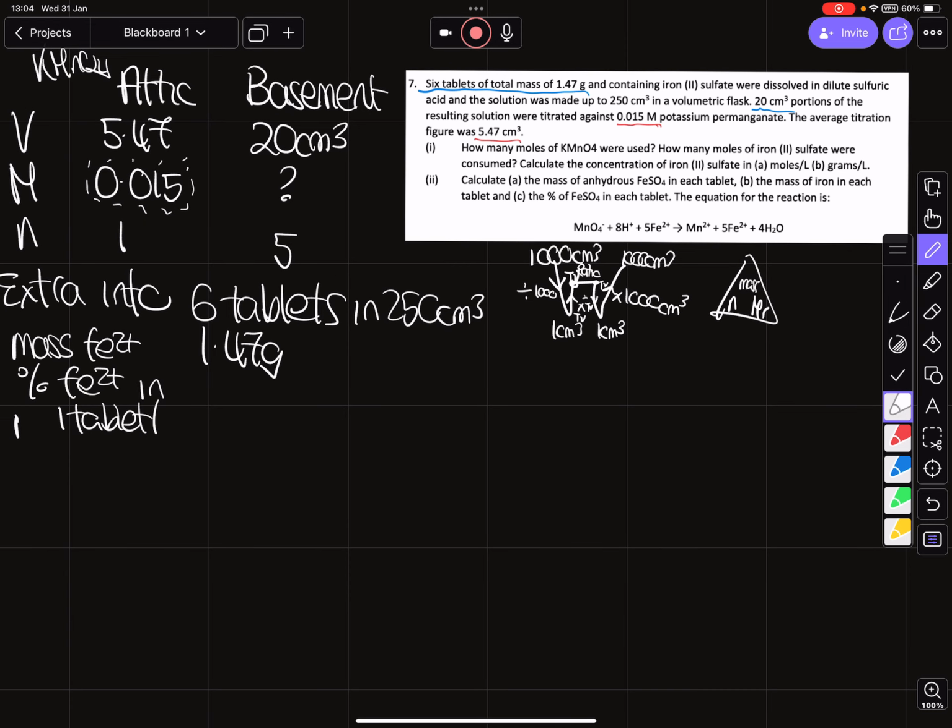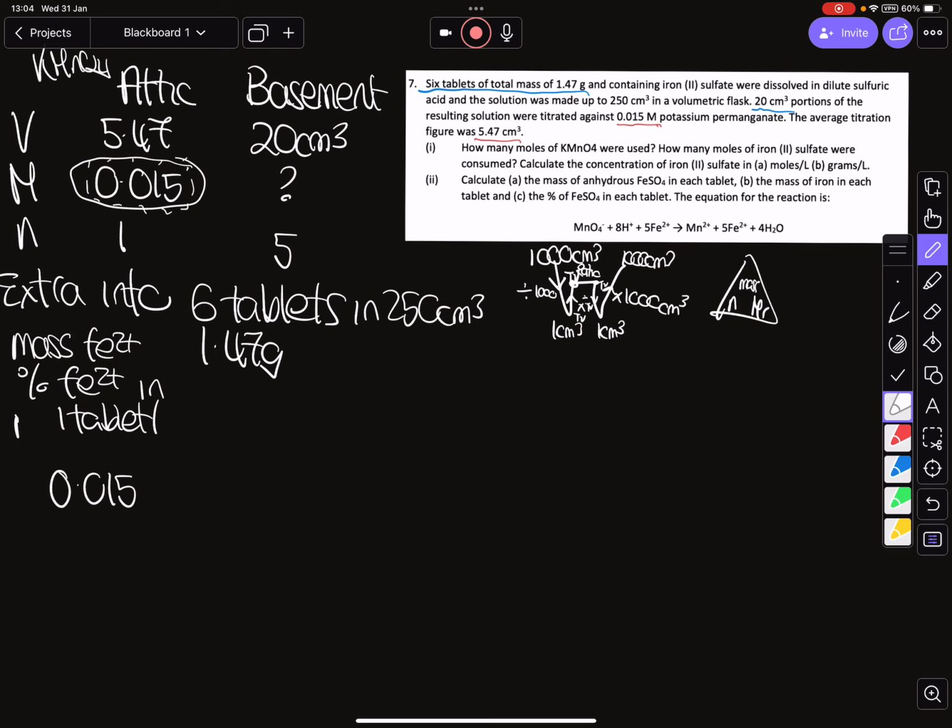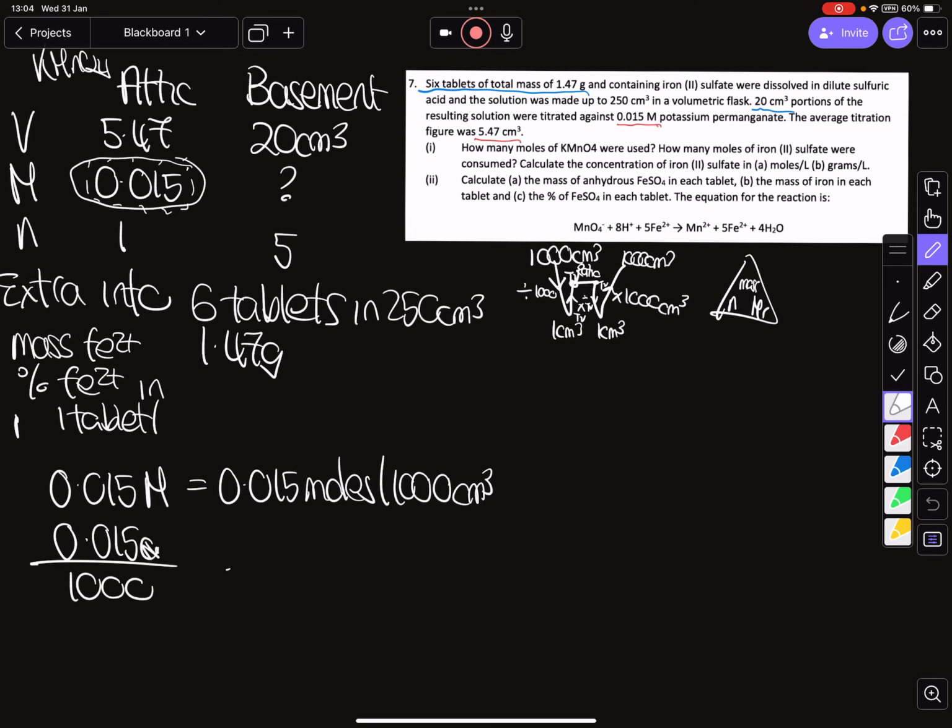So in terms of the maths, it hasn't changed. So as we've said, this up here is our way in. So I always like to write what this means. So 0.015 big M is 0.015 moles in 1,000 centimeters cubed. We are going to find out what's in 1 centimeter cubed. Sorry. So we're going to divide it by 1,000, and that's going to give us 1.5 by 10 to the minus 5 moles in a centimeter cubed. So we've just gone from here in our W to here in our W.